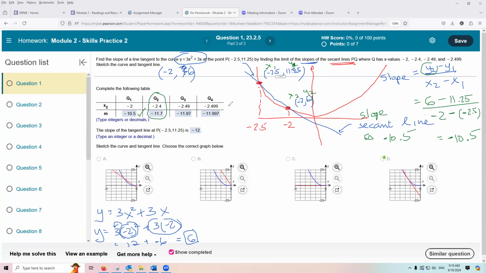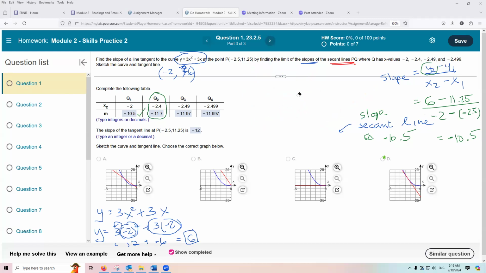Q2 is, I'm going to redraw the graph here. Let me get rid of this graph for a second, and I want to show you Q2. Q2 is taking a point that's a little closer to the point P. So here is our graph, and here is point P, right, at negative 2.5.